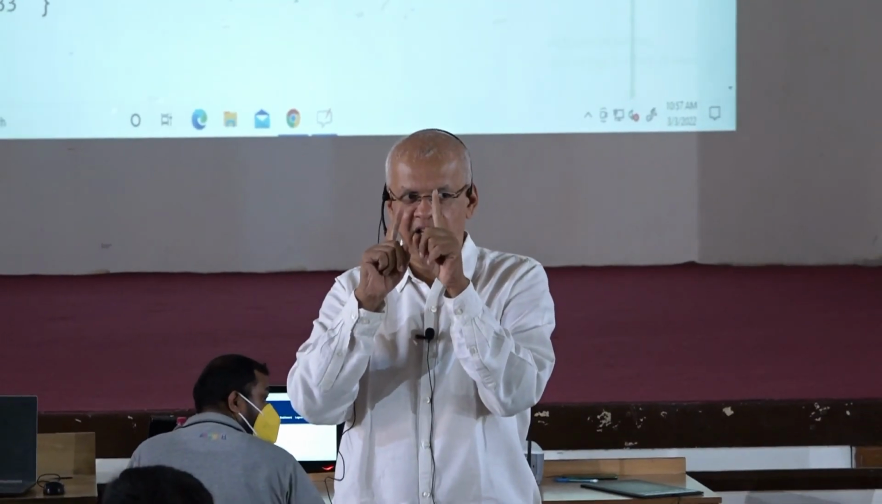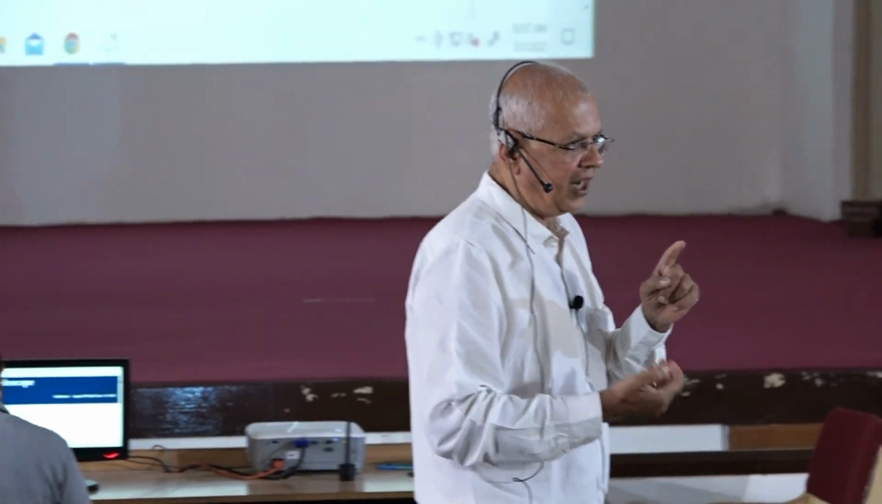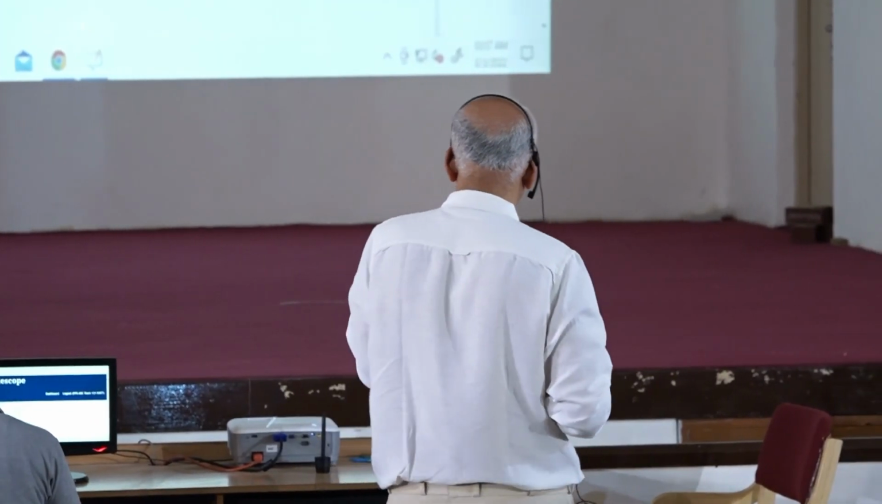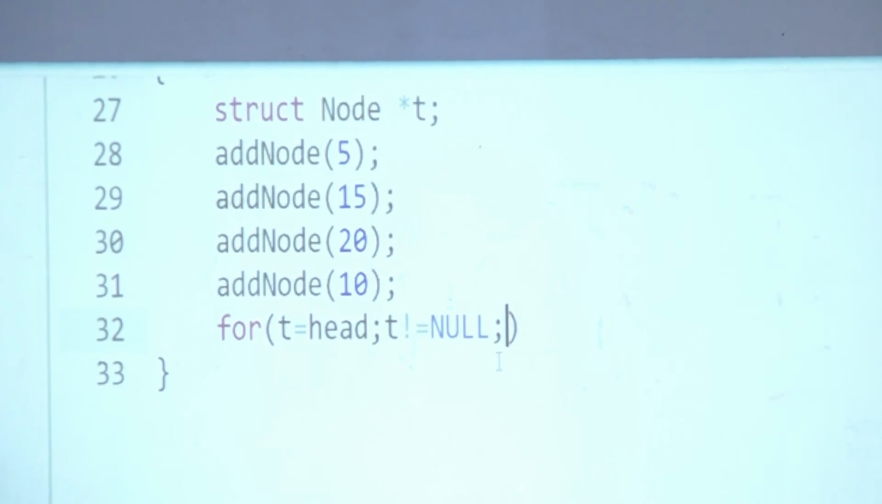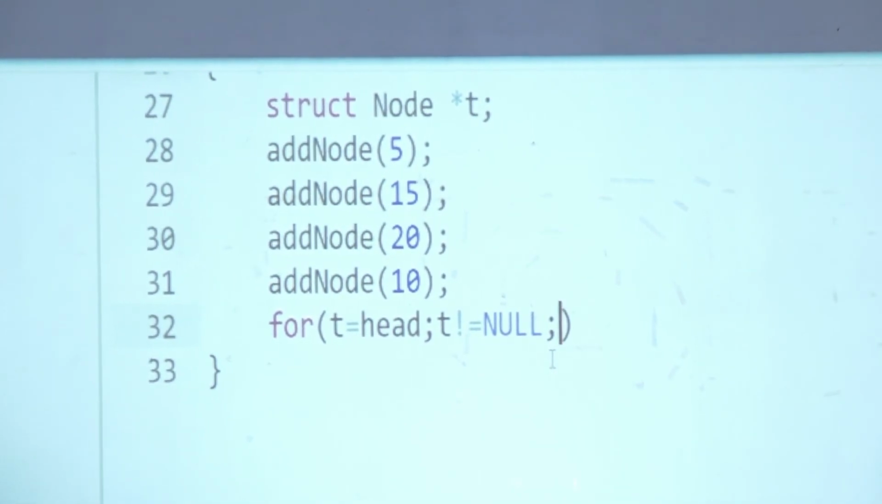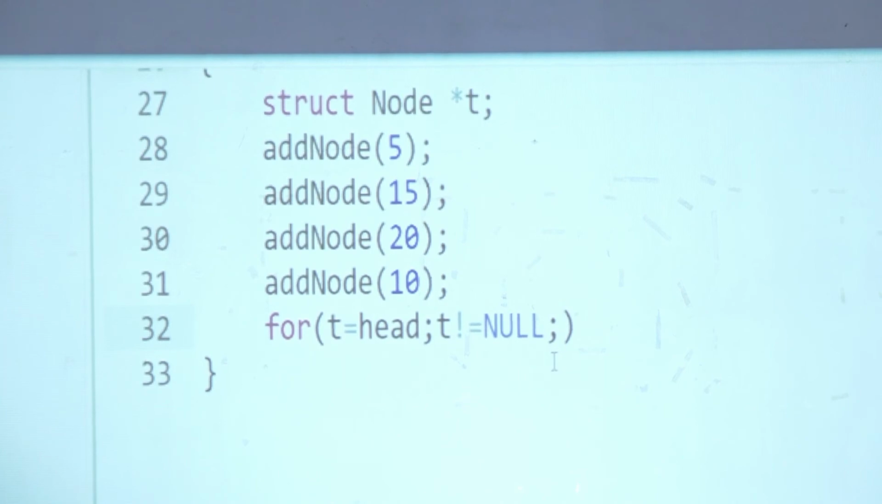Can you imagine? With T I am sitting on the head of the list. Now, what will I do? How long should I go on printing? Till this T is not null. If it is null, then I can't print. Till it becomes null, I can print whatever data is there in T. So, while T not equal to null. Now, after I display every node, what should happen to T?